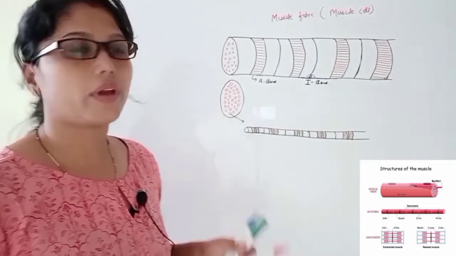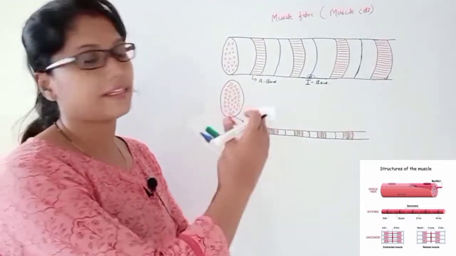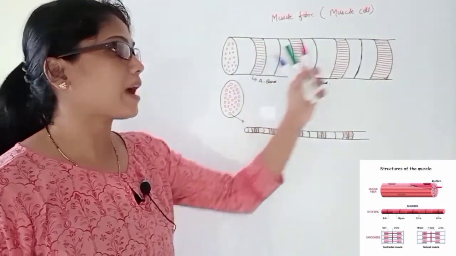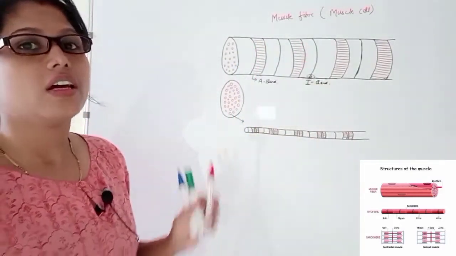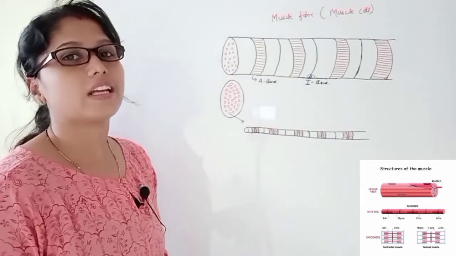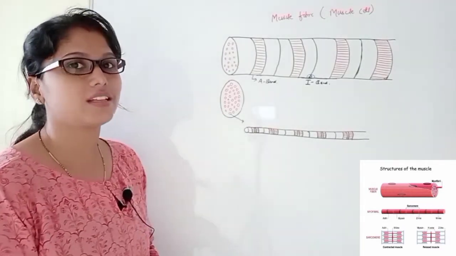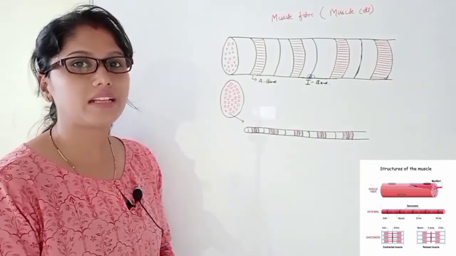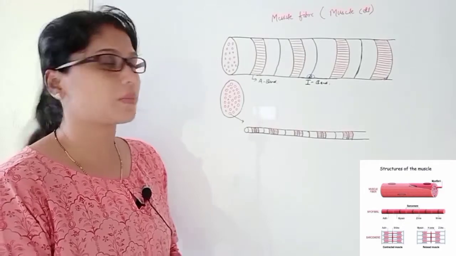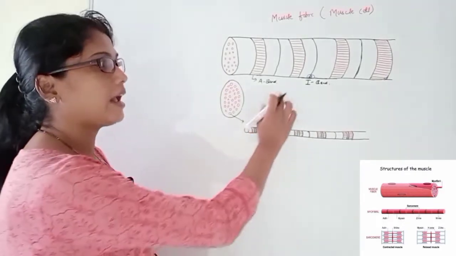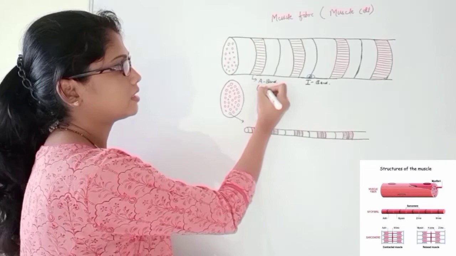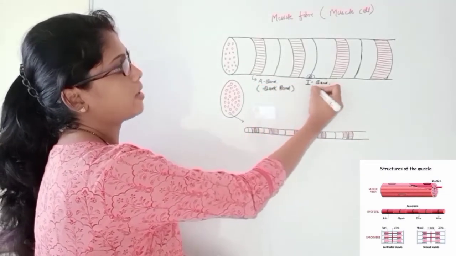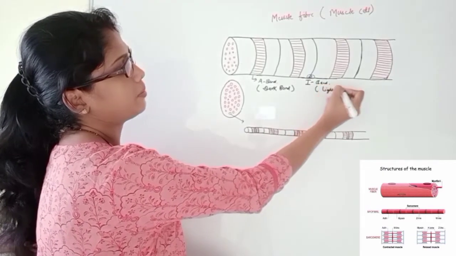When these muscle fibers are arranged one after another, adjacent to each other, the A band and I band give a striated look to the skeletal muscle. That's why skeletal muscle consists of striations and is also called striated muscle, because of the presence of the A band and I band. The A band is the dark band and the I band is the light band.